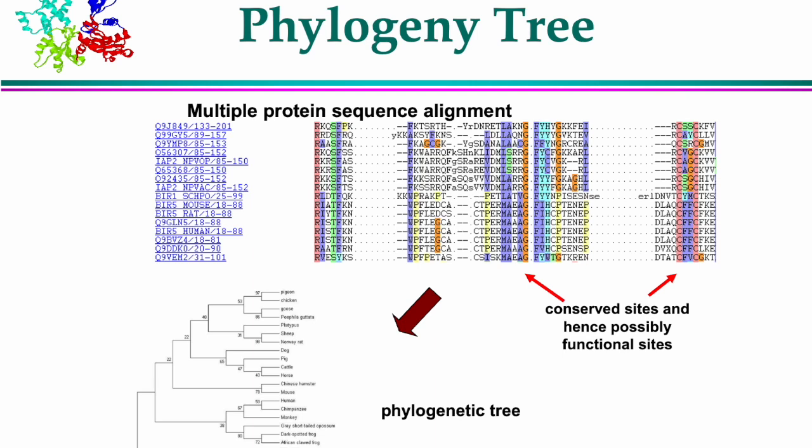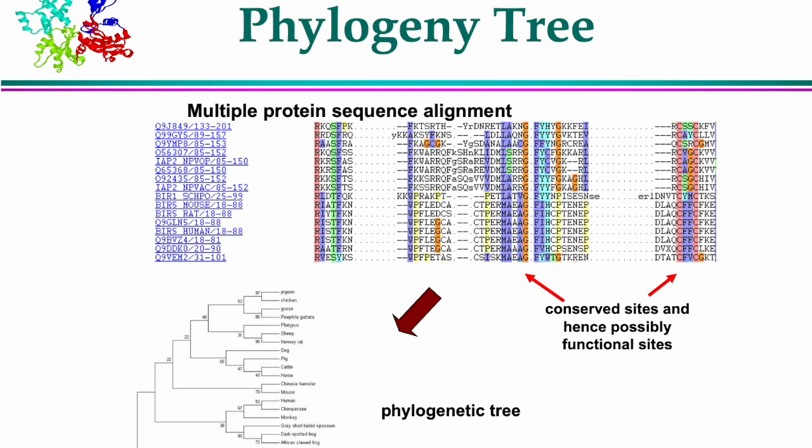Here, the number shows the sequence identity between these two sequences. And then you can build the hierarchical relationships. And then the number here shows the average sequence identity between this group and this group. And then you can build the overall tree like this.